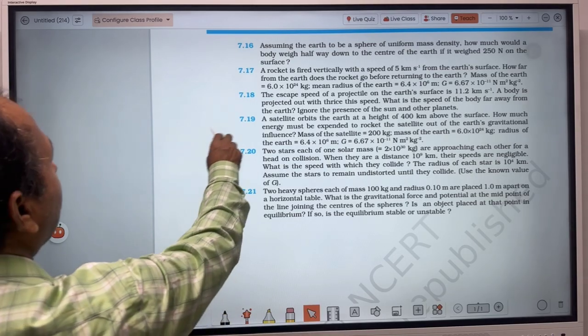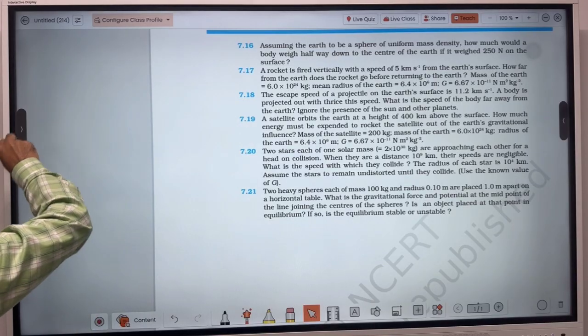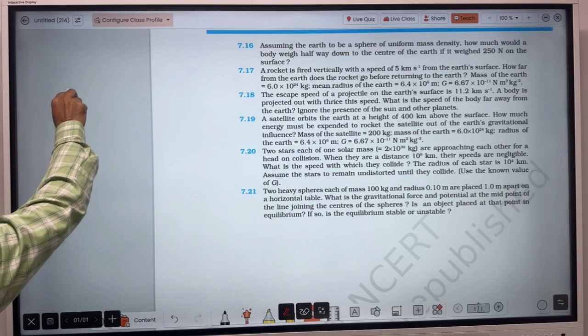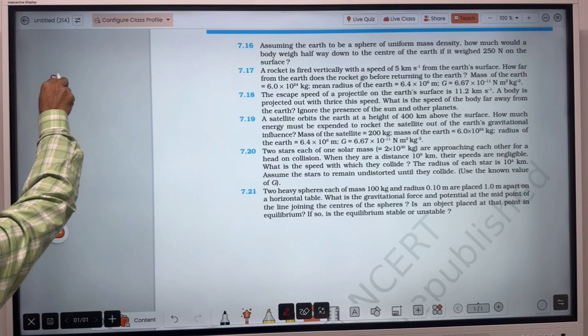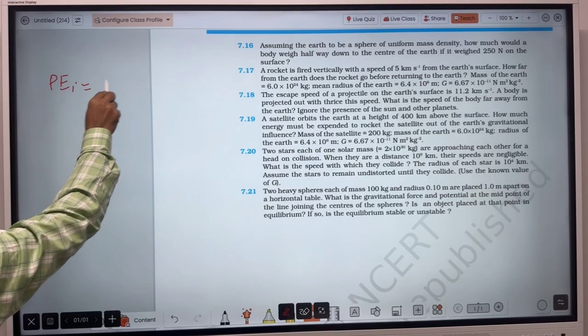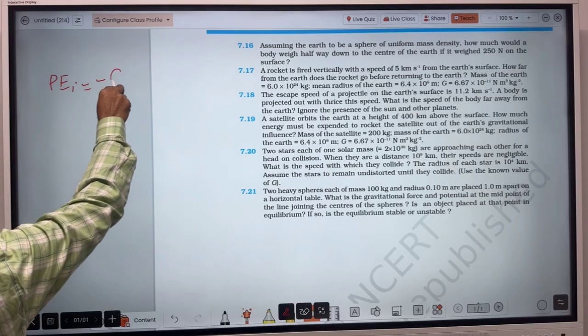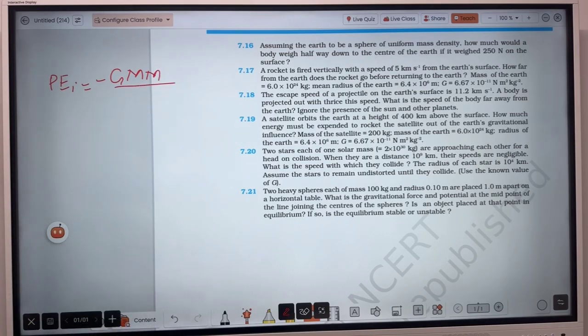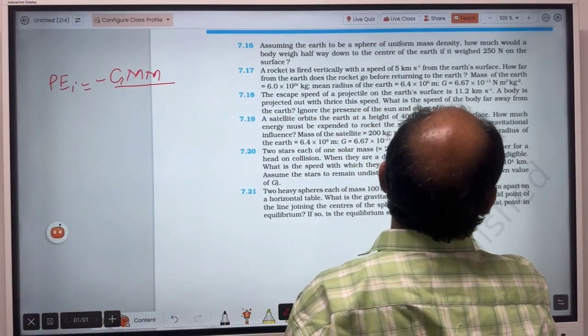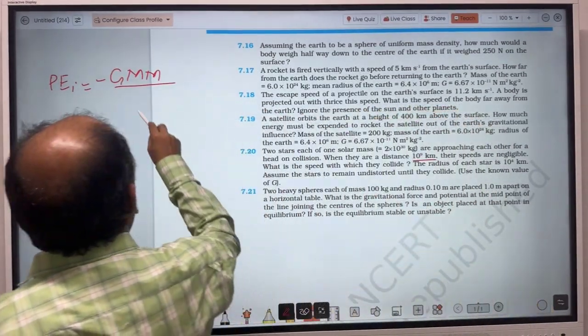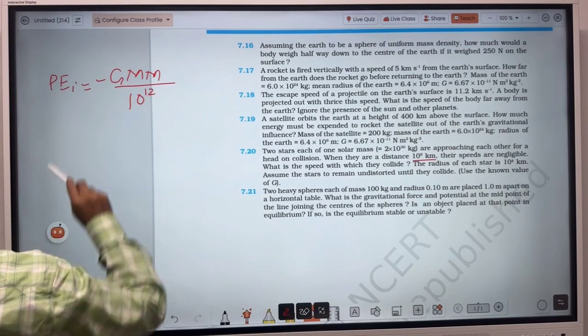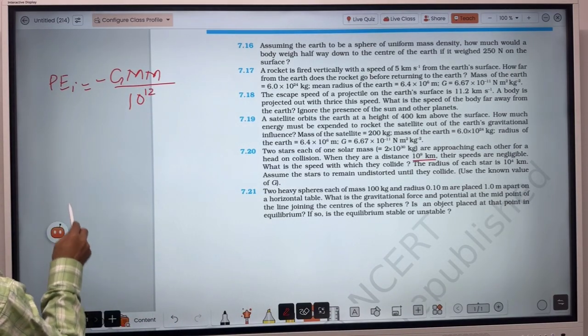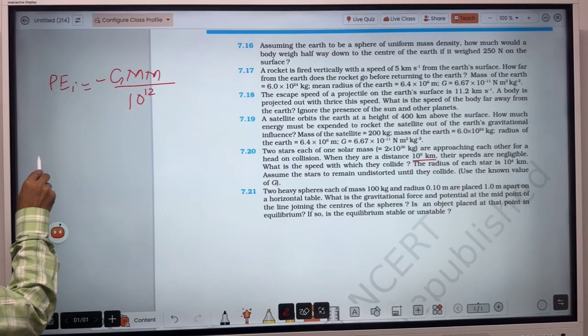So what happens? Potential energy in the beginning, so PE initial, will be minus GMM, both will be M, divided by R. What is the separation in the beginning? Separation in the beginning is when they are at a distance 10 power 9 kilometers. So let's write it 10 power 12 meter.